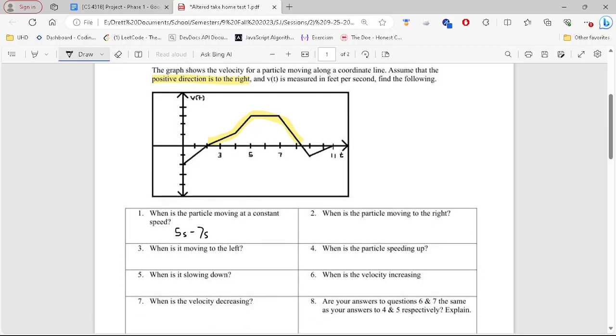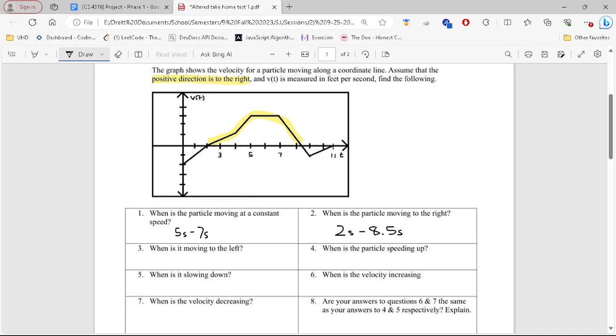Okay, so when is the particle moving to the right? When this is positive, and it's positive from t equals 2 to t equals, let's call it 8.5. So 2 seconds to 8.5 seconds.